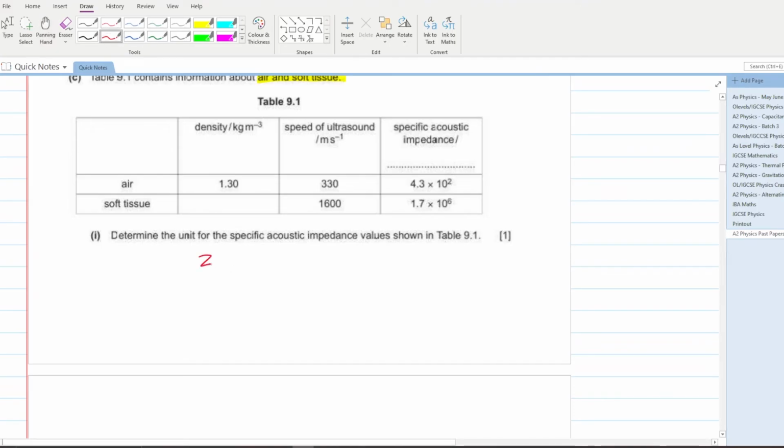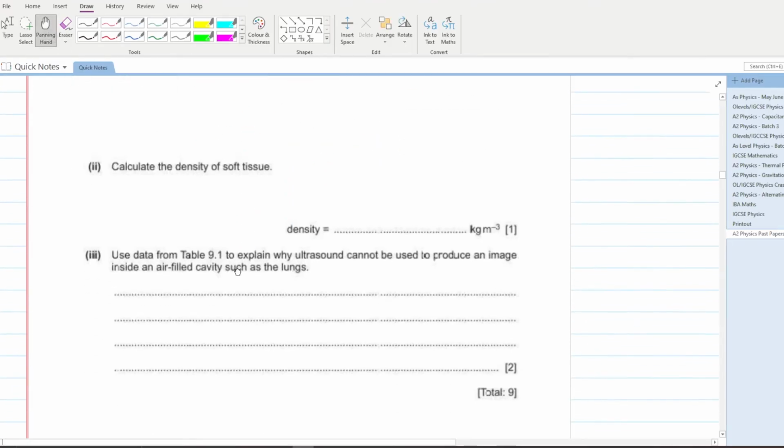See, one thing is that you can remember the units. If you remember the units, then they are very easy: kg m^-2 s^-1. But let's say you forgot the units in examination. You will apply some AS knowledge here. kg m^-3 multiplied by the speed, that is m s^-1. Okay, this becomes kg m^-2 s^-1. Simple.